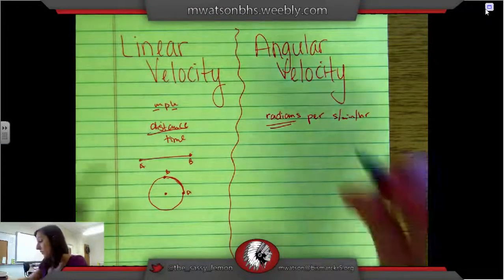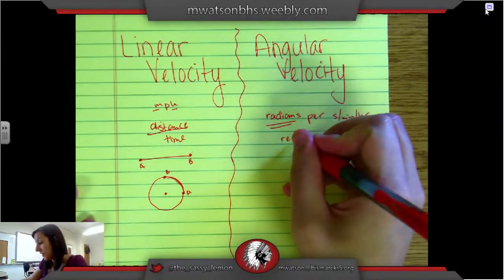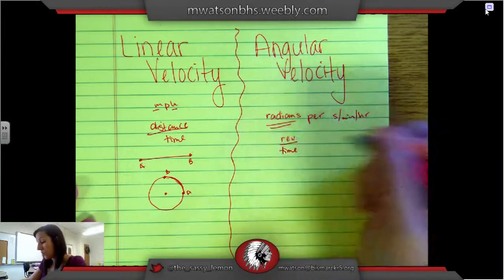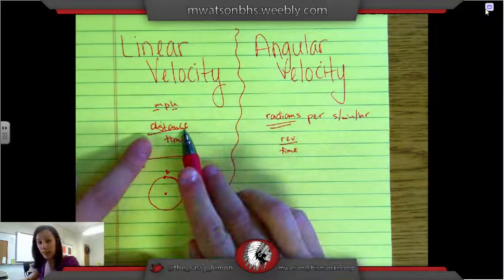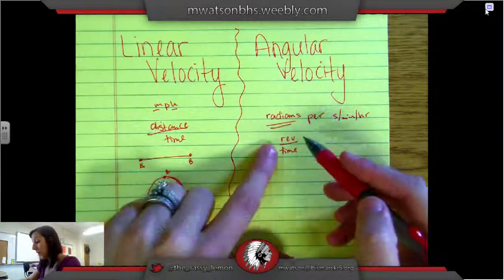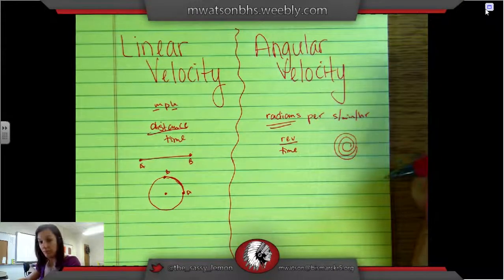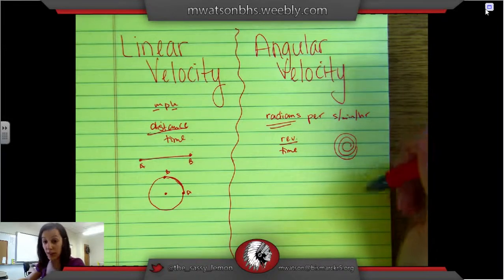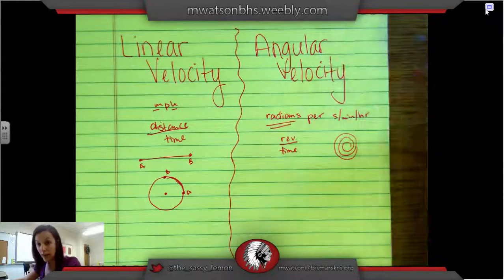So on the front of your foldable it says revolutions per time. That's just to try to help you understand how these two are different. One is distance over an amount of time, and one is basically how many times you go around a circle. Or how far around the circle you get angle-wise, hence angular velocity.